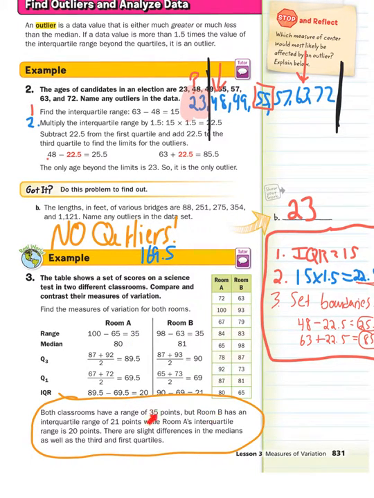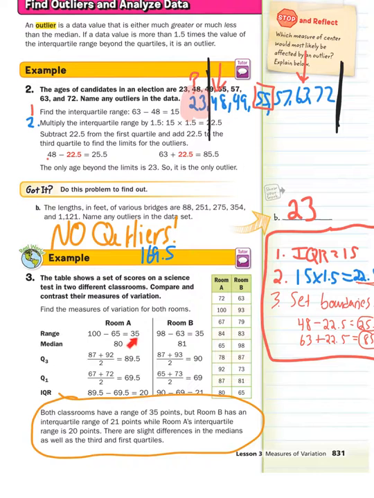But room B has an interquartile range of 21 points, while room A's interquartile range is 20 points. So remember IQR: room A, 20; room B, 21. There are slight differences in the medians as well as the third and fourth quartiles. Median 80, 81, they're only off by 1. The quartiles, 89.5, 90, they're very close. 69.5 and 69, they're very close. So that's what they mean by slight differences.